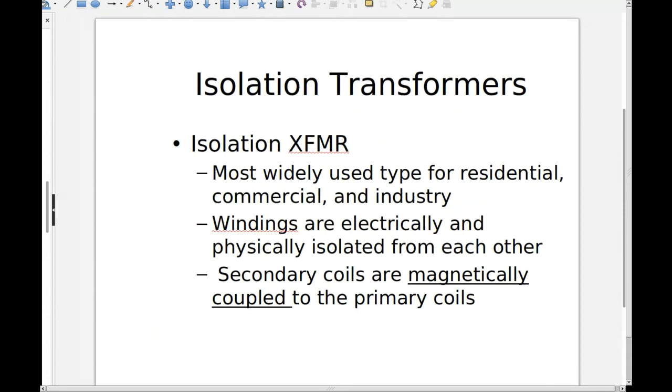Now, with isolation transformers, you can buy an isolation transformer that's got a turns ratio of 1 to 1. If you do that, the whole purpose of it is to do nothing but isolation. But most of the time, you get step up or step down and isolation at the same time. Most transformers are isolating.